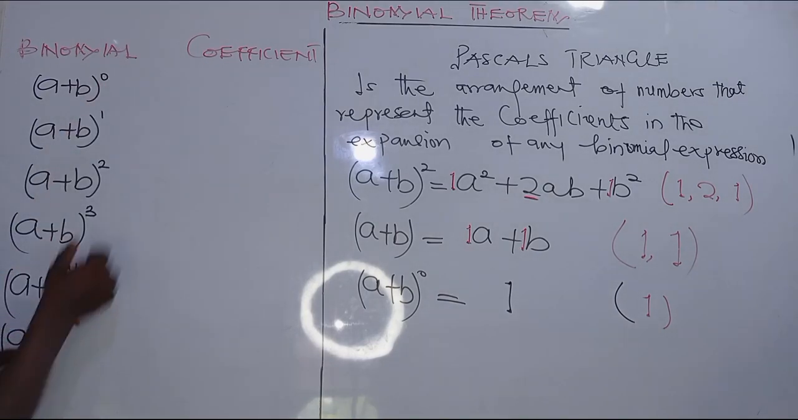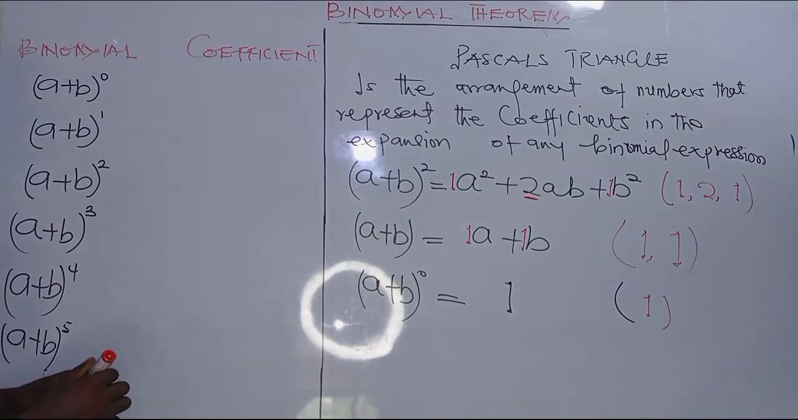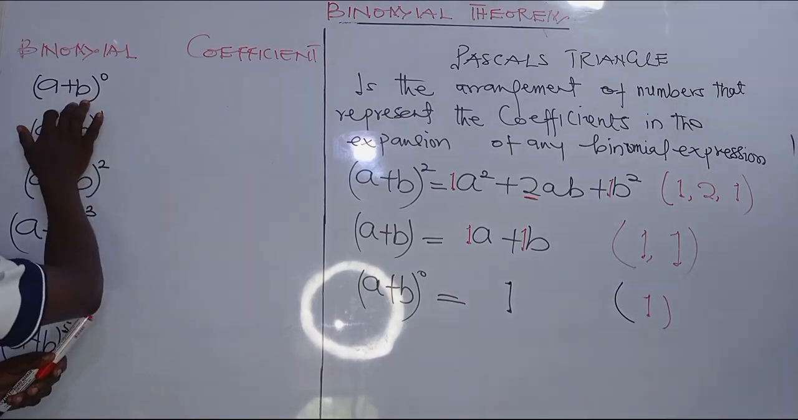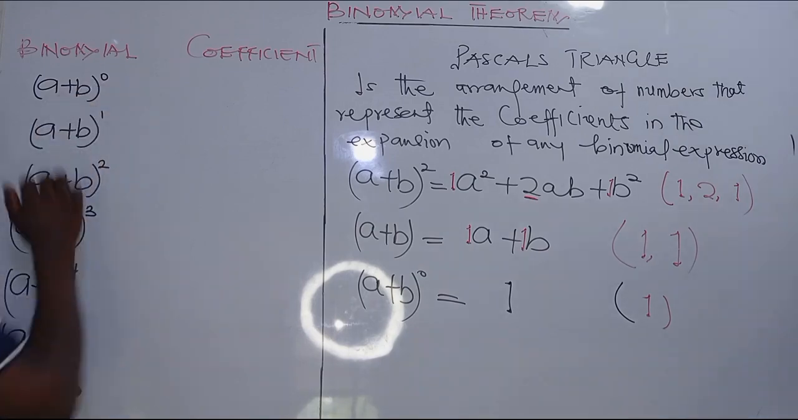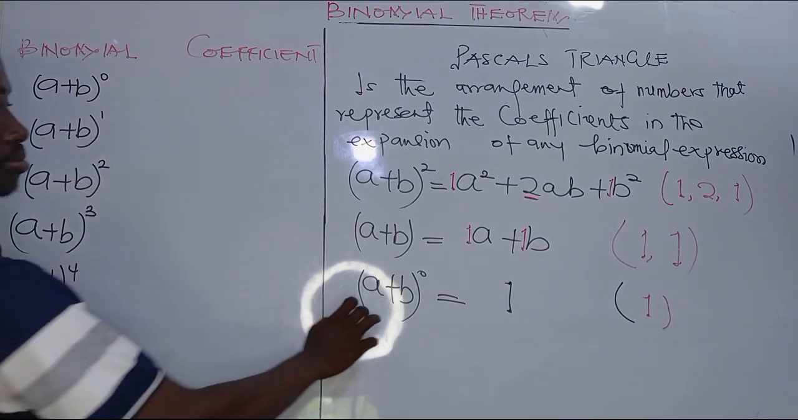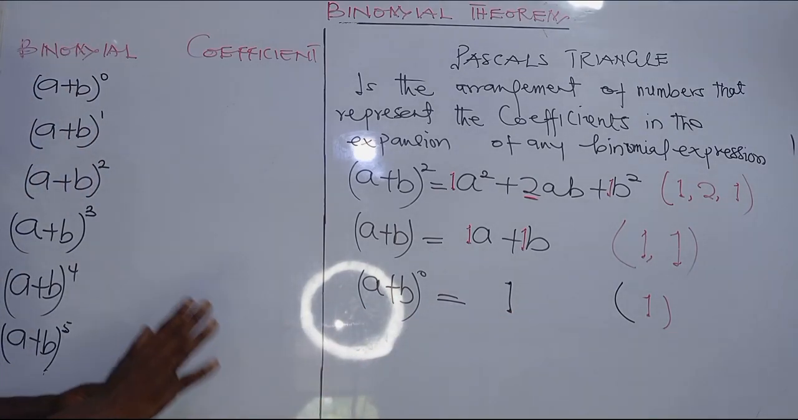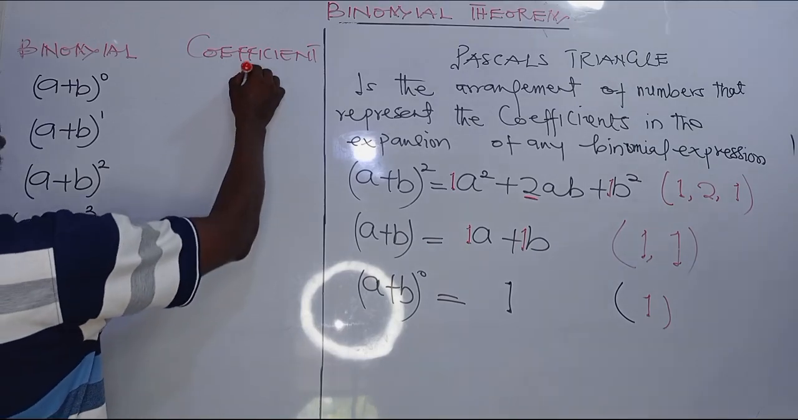So these are the binomials, and then we are going to look out for their coefficients. We know that a binomial expression with a power of 0 is going to give us a coefficient of 1, because any number raised to the power 0 is 1, any variable raised to the power 0 is 1, so we have 1.